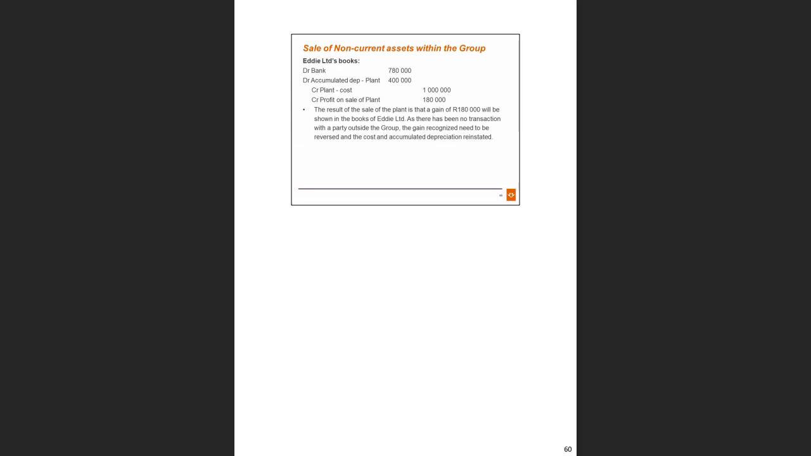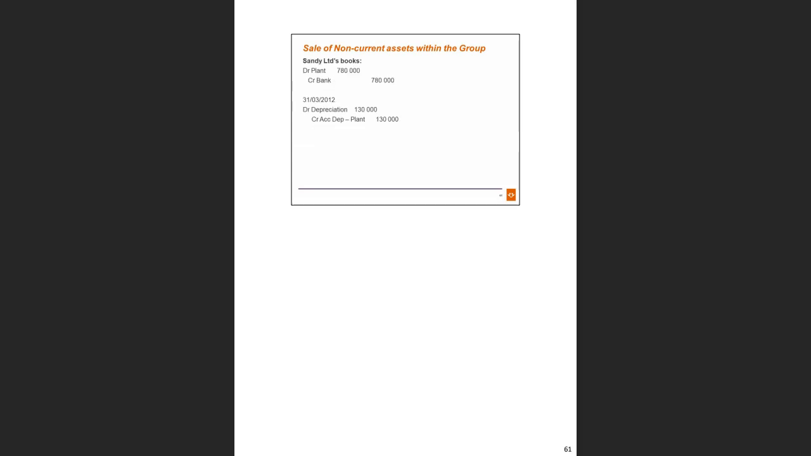So when we now prepare the group financial statements, this profit here will need to be reversed, okay? Because it has sold to a company in its group. This profit will need to be reversed when we prepare the consolidated financial statements, and this accumulated depreciation and carrying amount will need to be reinstated, okay? So this is showing it from Eddie's perspective.